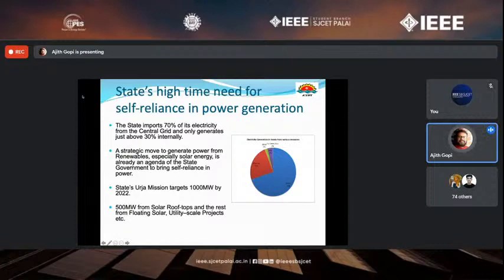So modern appliances will be working on energy. It will be solved by electricity. So we need more power, or we need to be self-sufficient in terms of energy generation. So that's why the State Urja Mission targeted 1000 megawatt by 2022. Out of that, 500 megawatt from the solar rooftop program.